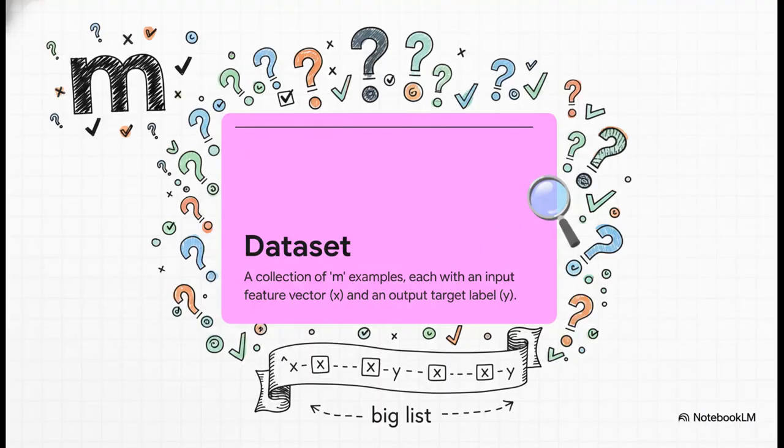So what is a dataset, formally speaking? Well, we define it as a collection of M examples. Each of those examples is basically a pair. You've got X, which is your input or features. Think of these as the questions we're asking the machine. And then you have Y, the target label, which is the correct answer we want the machine to learn. It's really just a big list of questions and their corresponding answers.